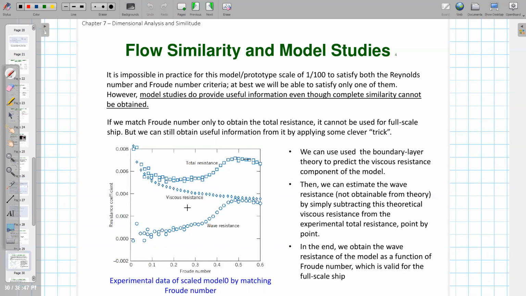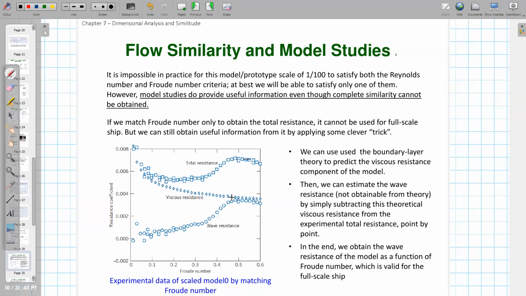So in other words, we know that the total resistance will be the summation of both the viscous resistance and the wave resistance, right? If we can find these two curves, we know that the wave resistance will actually be the good value. But the viscous resistance is actually a bad value because we didn't match the Reynolds number. We only match the Froude number. So this is the thing that we can trust, and this one is something we cannot trust.